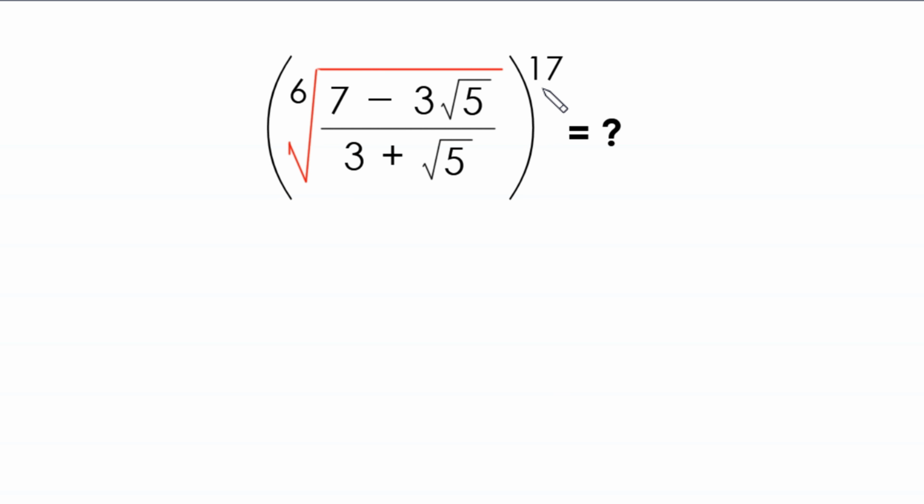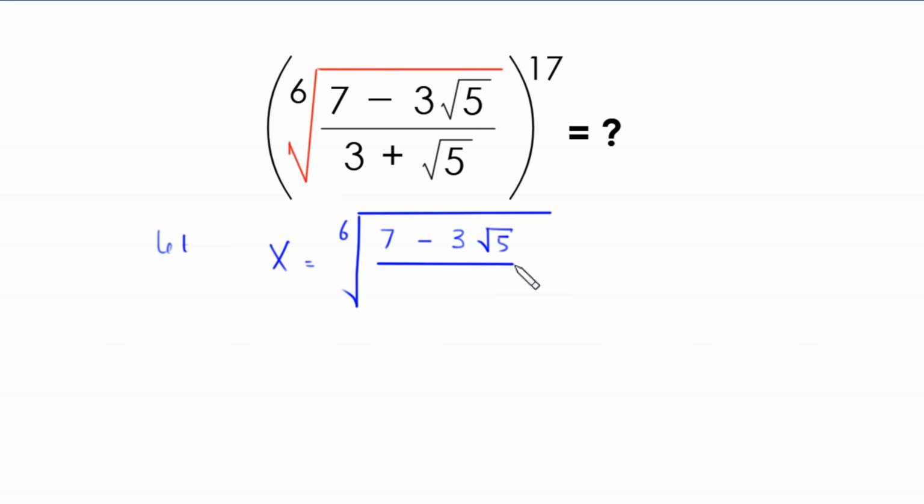Hello everyone, welcome to how to solve this very nice radical expression: the 6th root of (7 minus 3 times root 5) divided by (3 plus root 5), whole to the power 17. Let's start. First we suppose that the expression inside the parenthesis is equal to x. Let x be the 6th root of (7 minus 3 times root 5) divided by (3 plus root 5), and this implies that x to the power 6 is equal to (7 minus 3 times root 5) divided by (3 plus root 5).